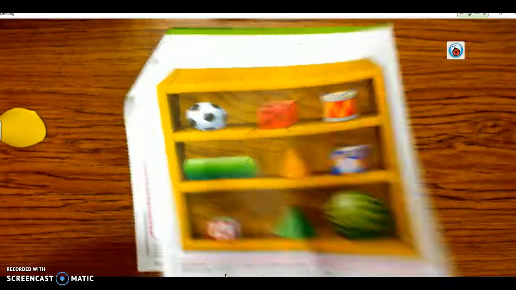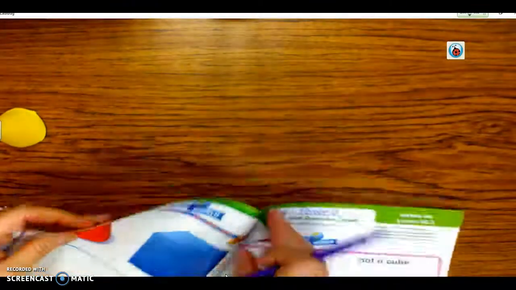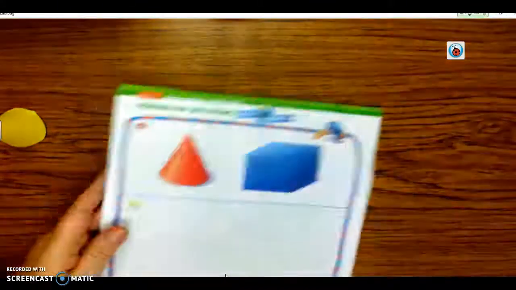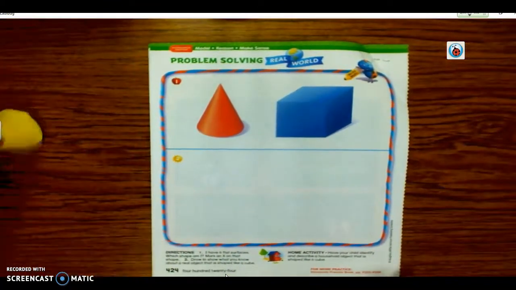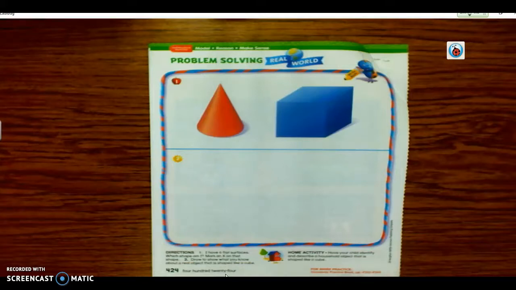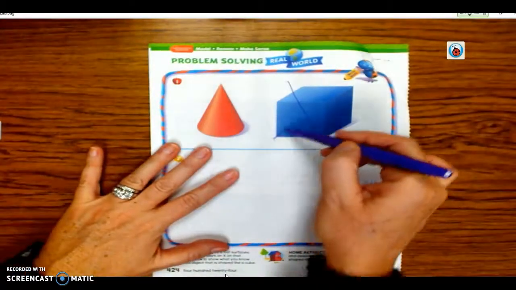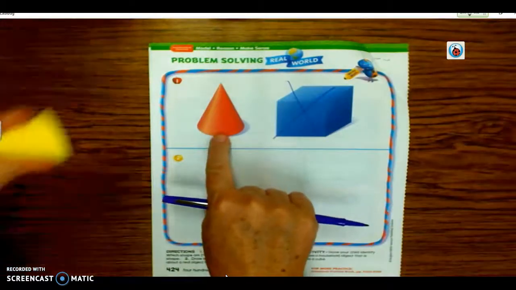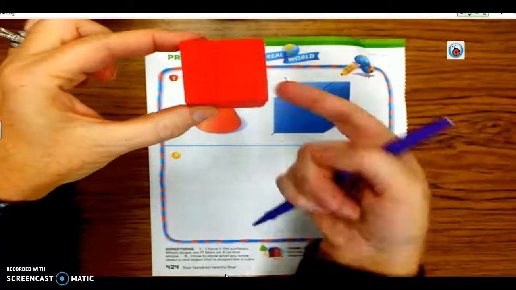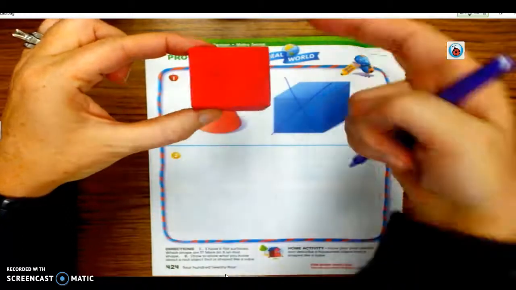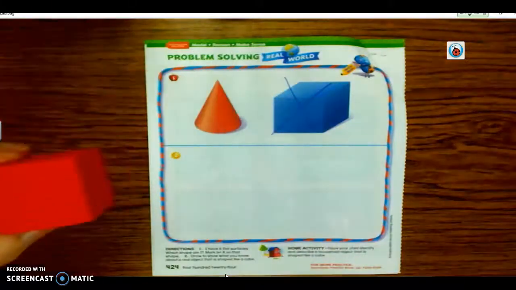All right, turn to the back, boys and girls. Put your finger on the red apple. By number 1, they have a riddle for you. I have 6 flat surfaces. What shape am I? Yes, the cube. We know a cone does not have 6 flat surfaces, but a cube does. 1, 2, 3, 4, 5, 6.